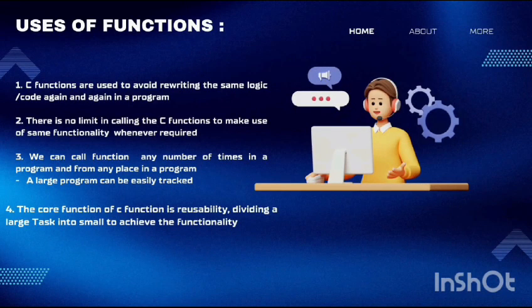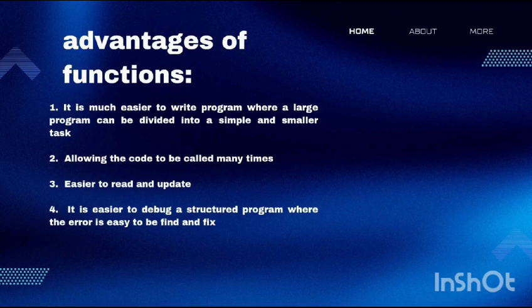I am discussing the uses of functions. C functions are used to avoid rewriting the same logic or code again and again in a program. There is no limit in calling C functions to make use of the same functionality whenever required. We can call a function any number of times in a program and from any place in a program. A large program can be easily tracked. The core idea of a C function is reusability, dividing a large task into small ones.